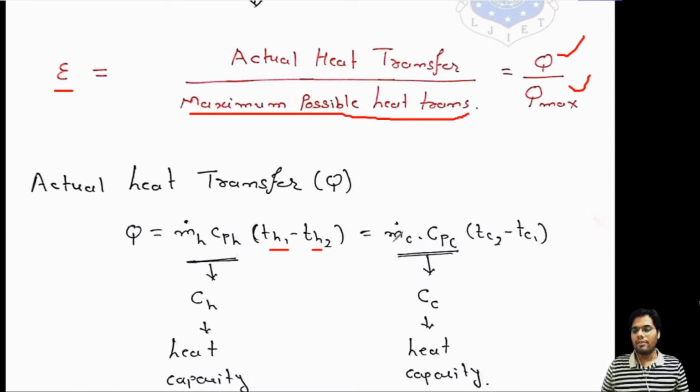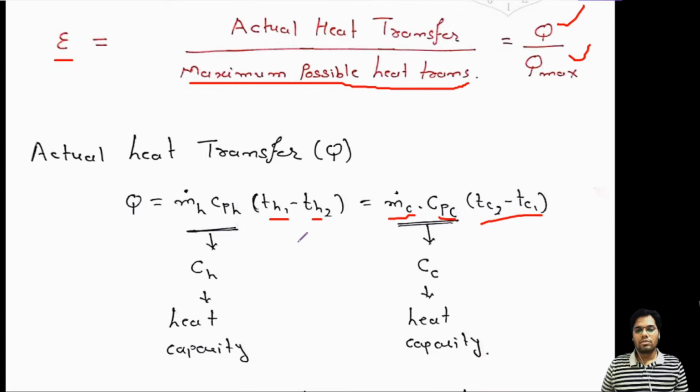Similarly, we can write for the heat gain by the cold fluid, the change in internal energy by m c delta T, where m c is the mass flow rate, C p c is the specific heat of cold fluid, and delta T is the temperature difference T c2 minus T c1, because the outlet temperature of cold fluid is higher than the inlet temperature of cold fluid. So by using either of these equations, we can find out the actual heat transfer which takes place in the heat exchanger.